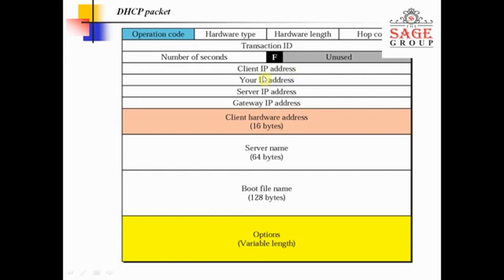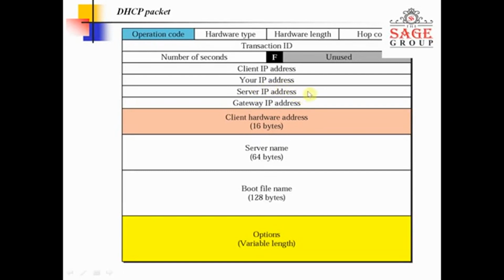Again, the 32-bit IP address. As we already know, IPv4 contains a 32-bit IP address. These are the packet format for IP version 4. This is the client IP address. Your IP address, that is known as the server IP address. Sorry, that is known as your IP address.